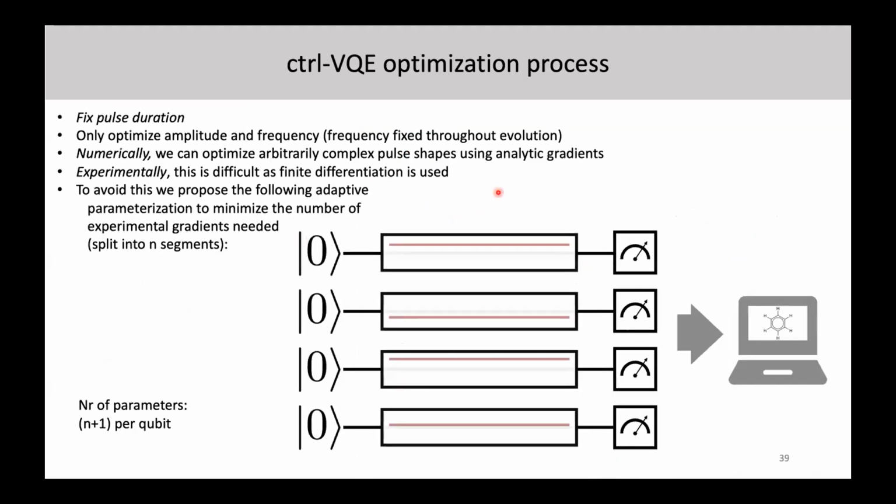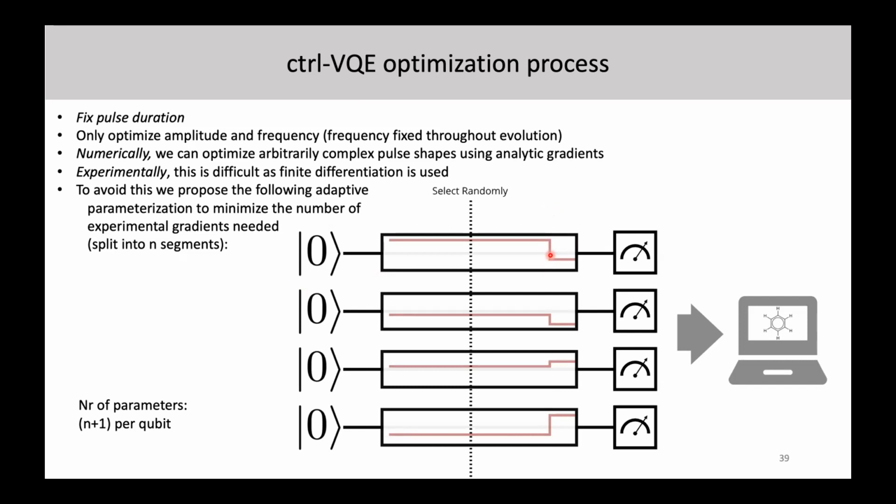So in practice, how we do this is we fix the pulse amplitude, we fix the pulse duration. And now to provide pulse flexibility in a systematic way without having too many parameters up front, what we do is we randomly divide the pulse into 2 parts. The time at which we split the pulse is chosen randomly. And then we allow the amplitudes to be optimized independently for these 2 parts. So we get something like this. And then we repeat as needed.